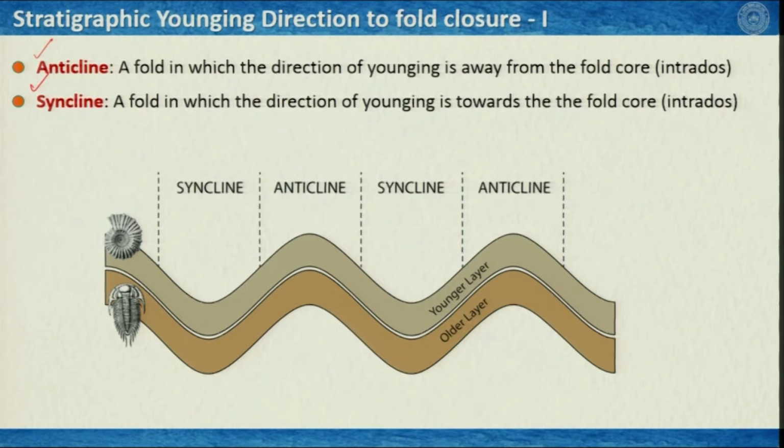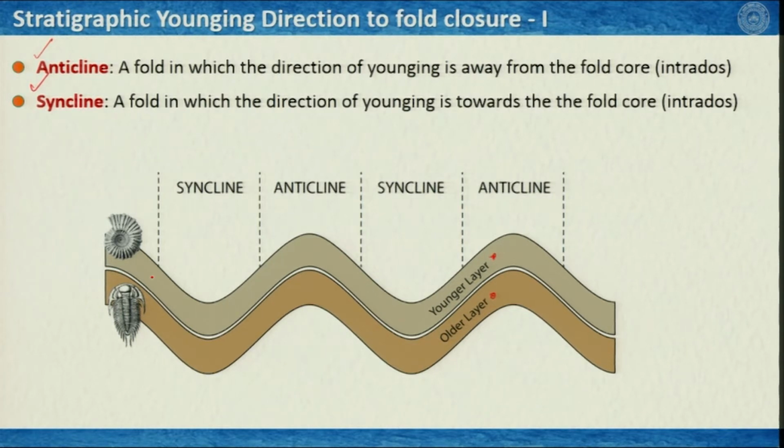Let's first look at this image. As you can see, the top layer, which is written here, is the younger layer, and the bottom layer is the older layer. Say in the top layer you find the fossil ammonite, and in the bottom layer you find the fossil of trilobite. Therefore the top layer is of Mesozoic age and the bottom layer is of Paleozoic age.